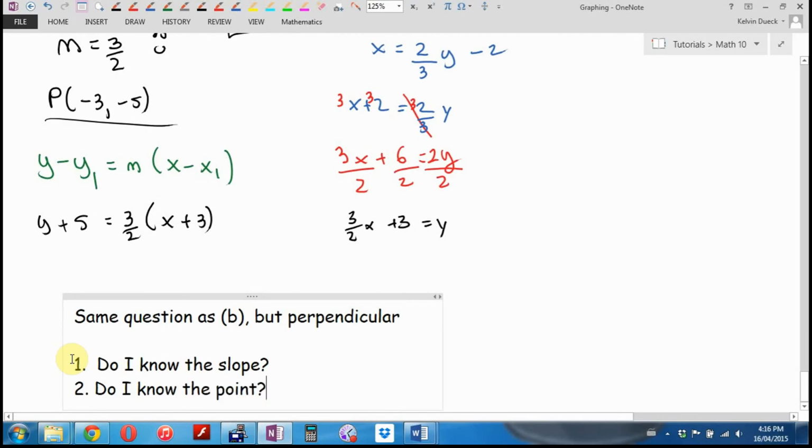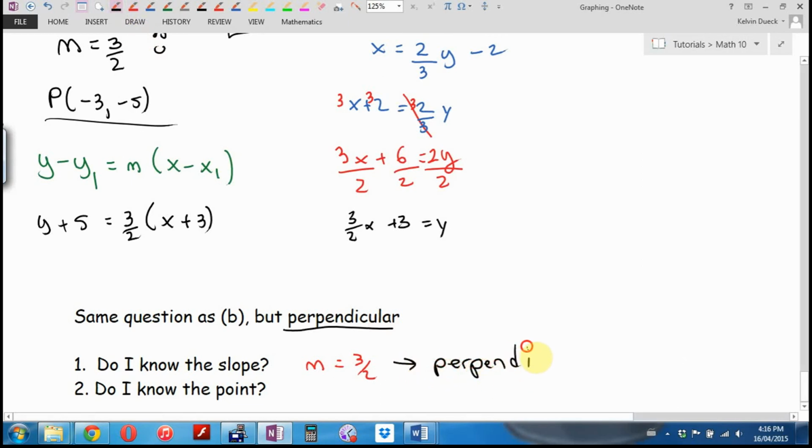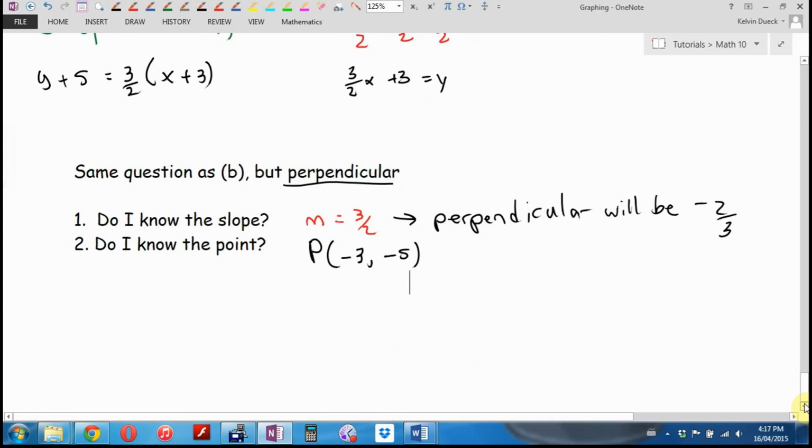Now, the only difference here is once I have the slope, which we said was 3/2, perpendicular will be -2/3. The fancy two-word phrase we say is negative reciprocal. Perpendicular slopes have negative reciprocals. Negative means change the sign. If it's positive, make it negative. If it was already negative, make it positive. Reciprocal means flip it. Same point. So you want the line that goes through (-3, -5) but is perpendicular?